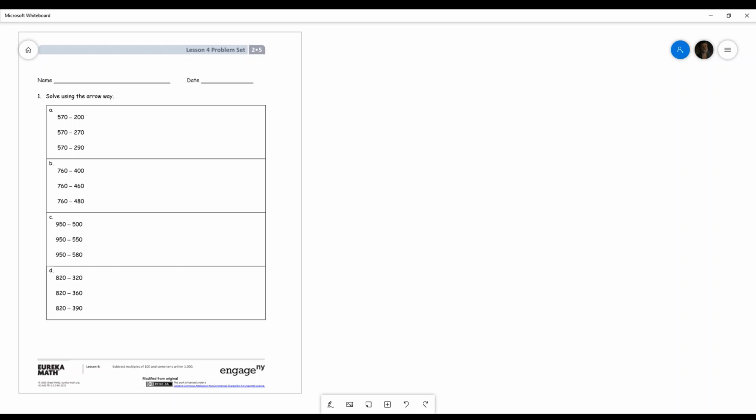I am going to go over lesson 4 problem set. So when I looked at the 2 pages, it looks like this is concentrating on subtraction. So you're finding the difference between two numbers. So in number 1, it asks you to solve using the arrow way. Now you should be very familiar with the arrow way by now. So let's look at A. And remember the strategies that you used when you were doing addition. This is the same thing, but it's subtraction.